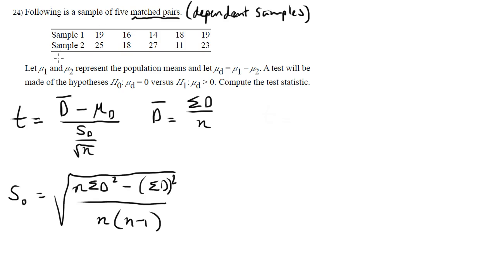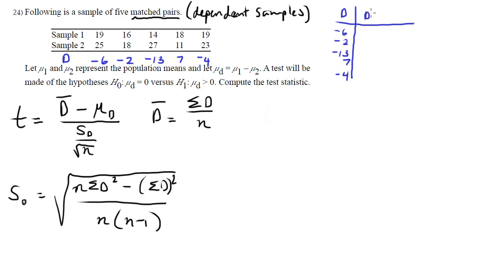So let's calculate the differences. The difference here, 19 minus 25 is negative 6. Here it's negative 2. Here it's negative 13. Here it's 7. And here it's negative 4. Those are my differences, right? So those are my d values. So let's make a little table here, a short one. Negative 6, negative 2, negative 13, 7, and negative 4.